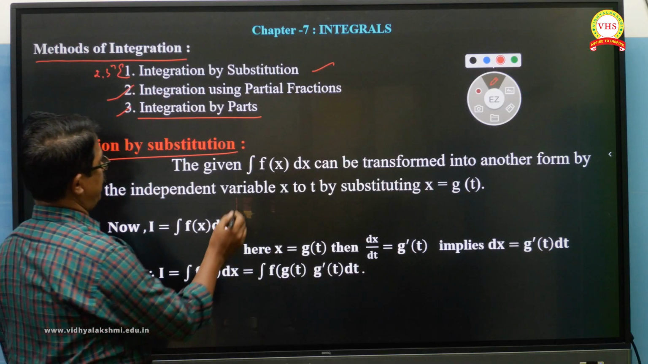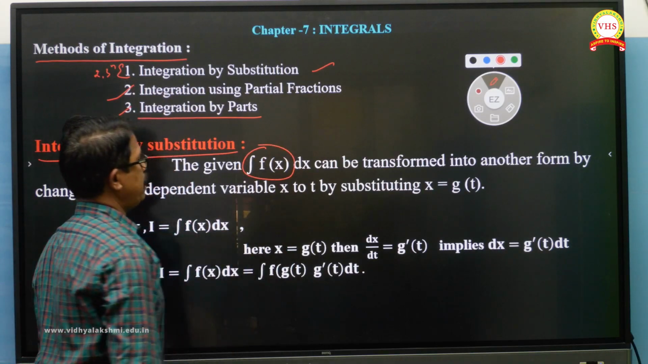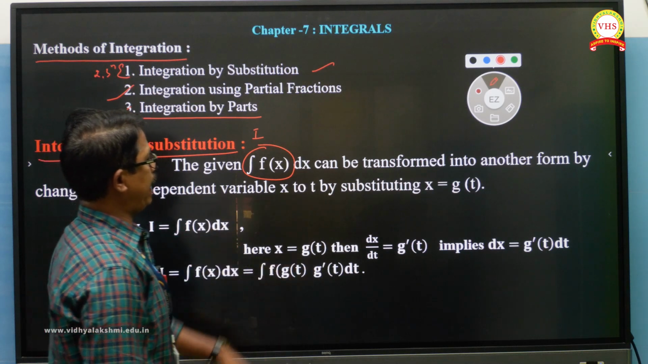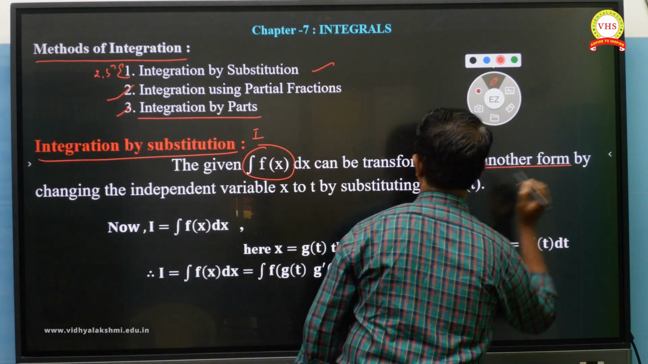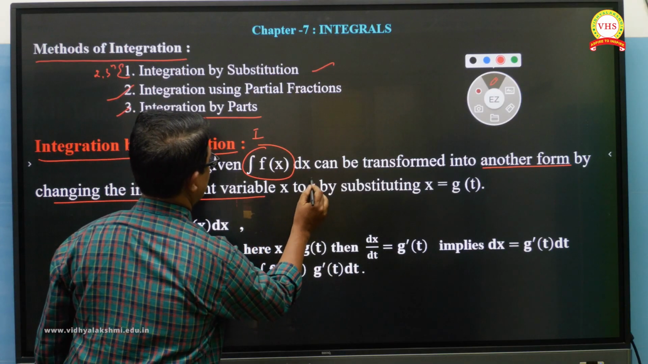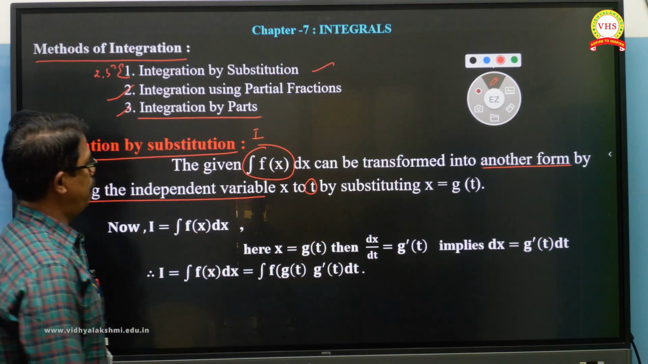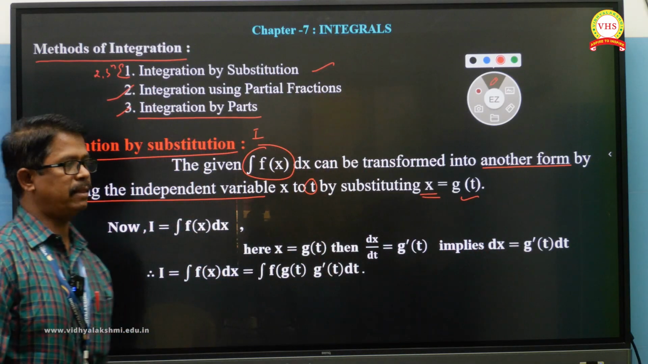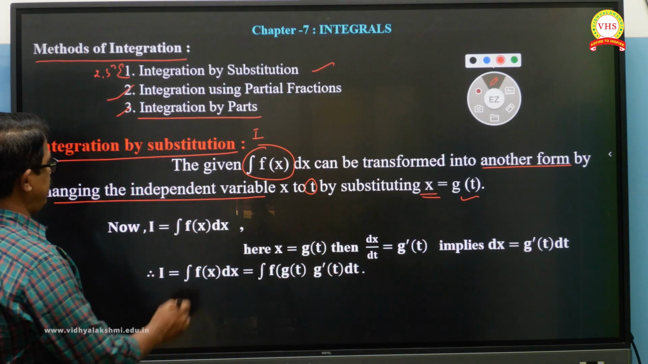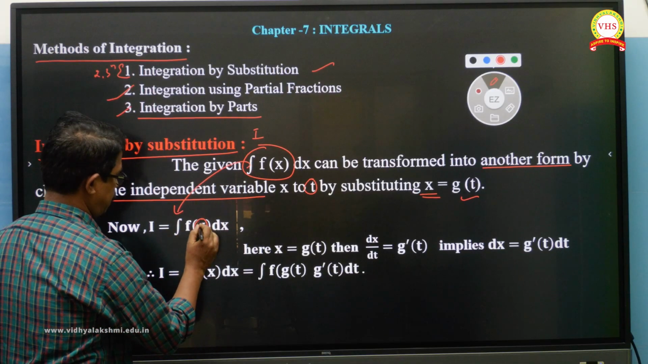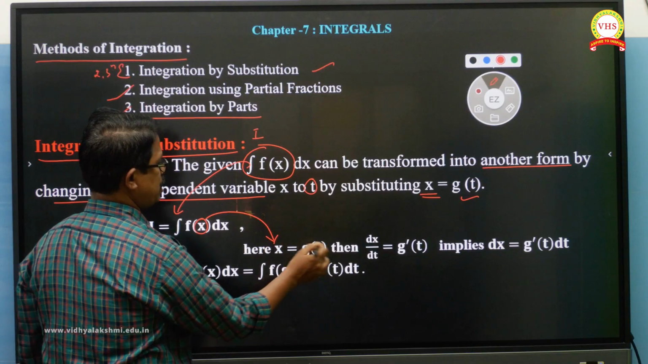When you have any function of the form I equal to integral of f of x dx, then we can transform it into a third variable, that is, changing the independent variable to the third variable t by substituting x equal to a function of t, that is g of t. And then we take I equal to f of x, then substitute x equal to g of t.